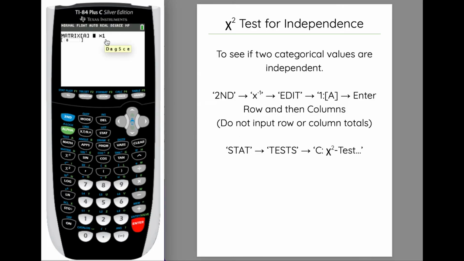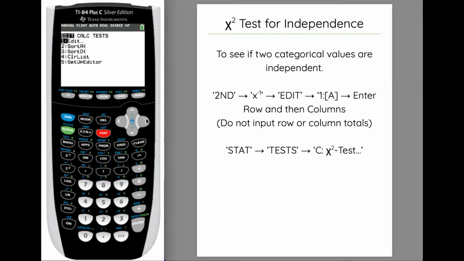We do rows first, sorry, then columns, rows, then columns. So if you have 4 rows and 3 columns, and you hit enter, you get 4 rows, 3 columns, and you can enter in the values, the data that you're given. Just make sure that you do not put totals for the columns or the rows, because sometimes the tables will have the totals for each. This is just the data only going into here.